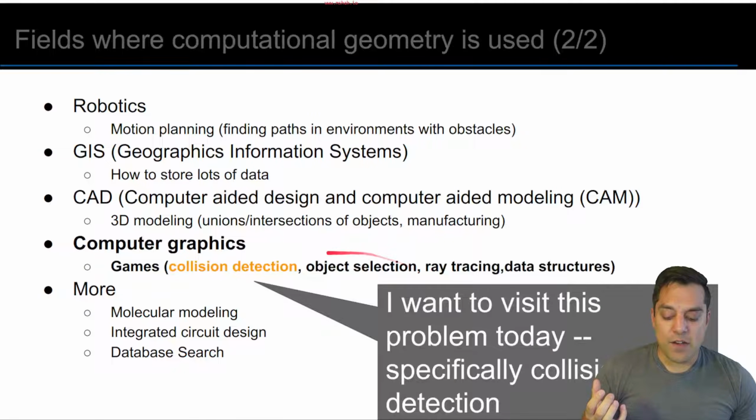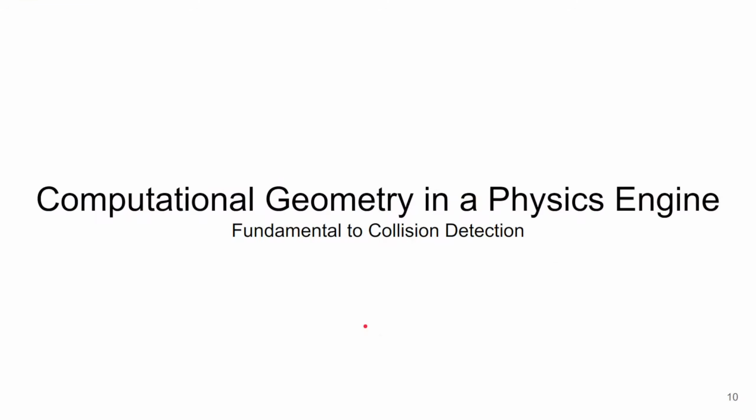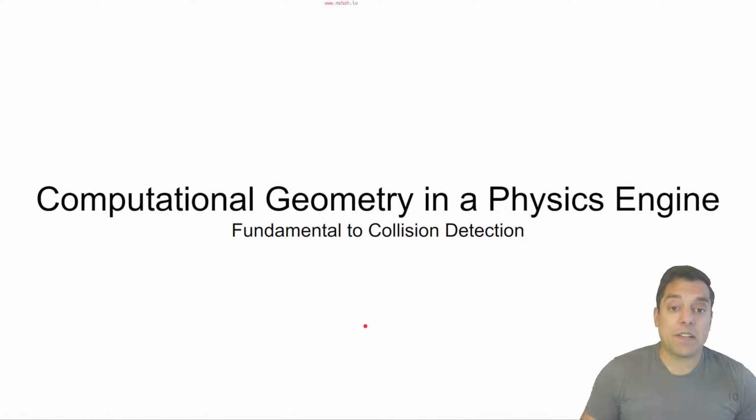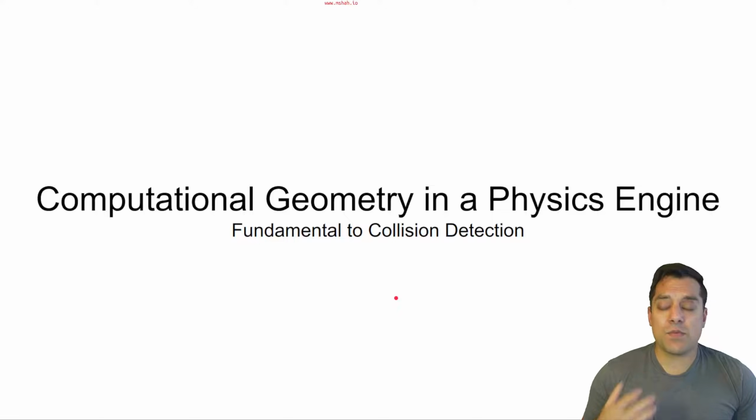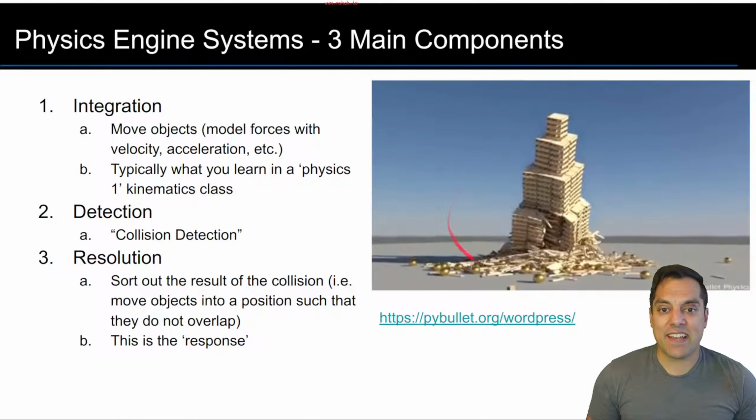Now for today though, we are going to focus on games graphics. This is the domain that I understand. So specifically, we're also going to be looking at collision detection. That's the problem that I want to visit today to give you this introduction. All right, so with that said, we're going to look at things in the context of a physics engine, because one of the fundamental problems in computational geometry is understanding when we have a collision between two 3D objects.